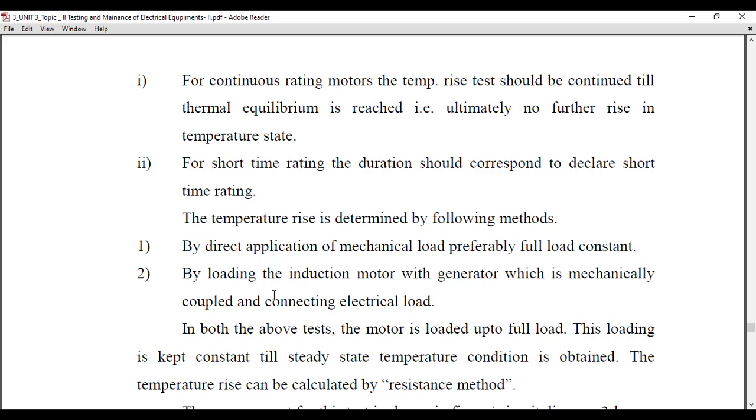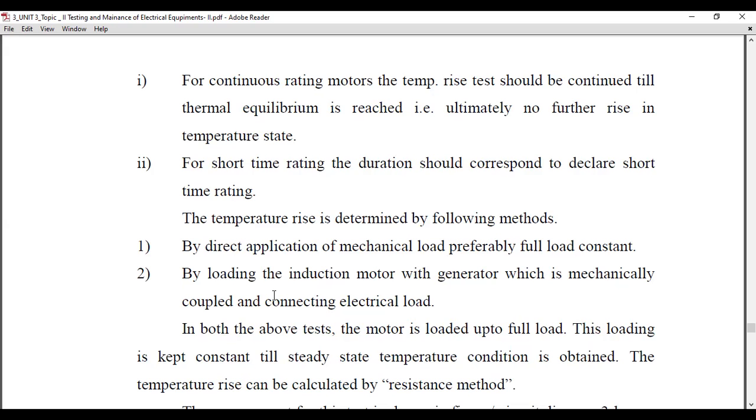The second method is by loading the induction motor with a generator, which is mechanically coupled, and connecting the electrical load. We have just seen the diagram. By two ways you can perform the temperature rise test of an induction motor. Firstly, directly apply the mechanical load, preferably the full load constant. Second, load the induction motor with a generator, which is mechanically coupled, and connect the electrical load.